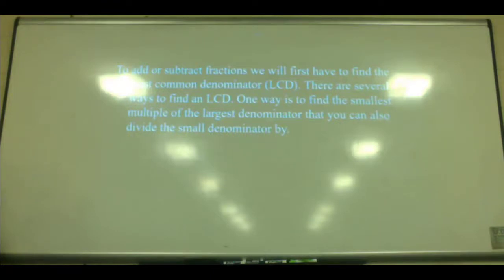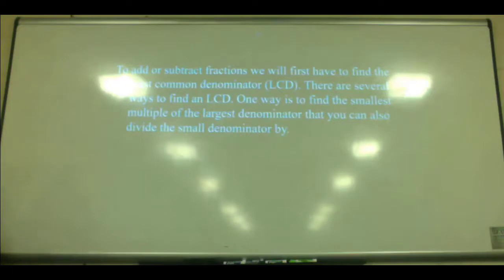Okay, so to add or subtract fractions, and again, you will be able to do this on a calculator. But if we're going to use the rules to add or subtract fractions, we first have to find what is called a common denominator, and they use the least common denominator because the smaller it is, the better for us. The numbers are smaller then. There are several ways to find the least common denominator. That's what LCD stands for.